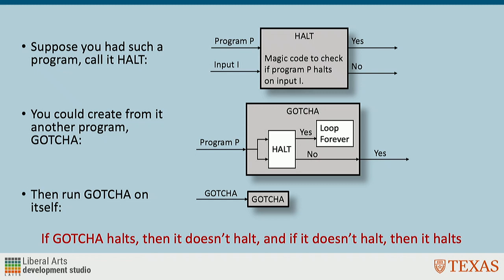And so then you basically just run gotcha on itself. You put it in as the input to itself. And I'm going to let you think about this for a minute. Well, probably not now, you should probably think about it later. But you can easily see if you go through this carefully that you can conclude that if gotcha halts, then it doesn't halt, and if it doesn't halt, then it halts. Now, when you conclude nonsense like that, that means this couldn't happen.